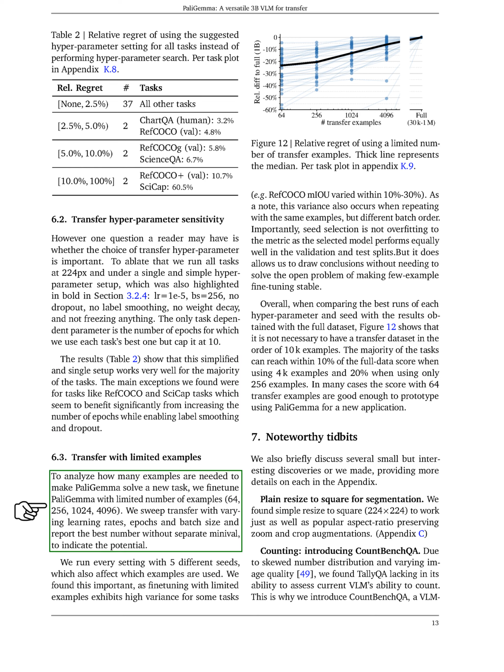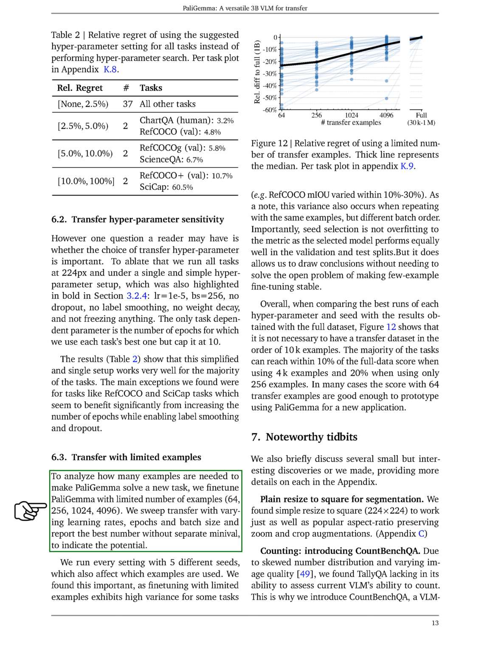Furthermore, we investigated the impact of the number of examples on fine-tuning PaliGemma for new tasks. Our findings indicated that even with a limited number of examples, e.g., 64, 256, 1024, 4096, PaliGemma could achieve promising results. By varying learning rates, epochs, and batch sizes, we determined that a smaller subset of examples could still yield satisfactory performance, with 4K examples reaching within 10% of full data scores and 256 examples achieving around 20%.